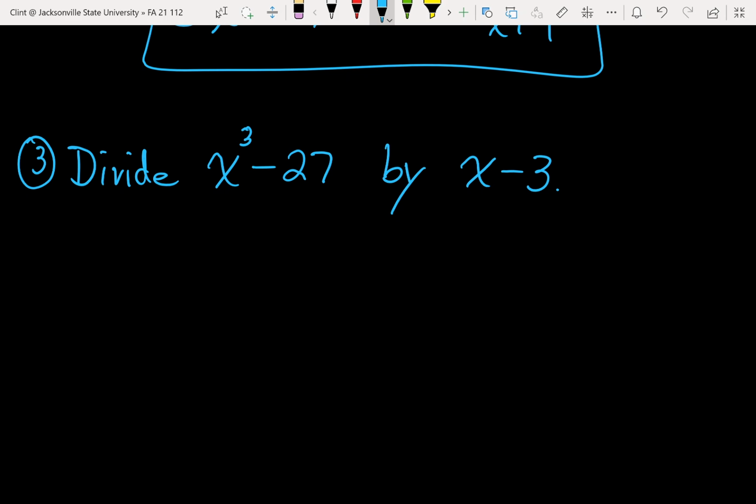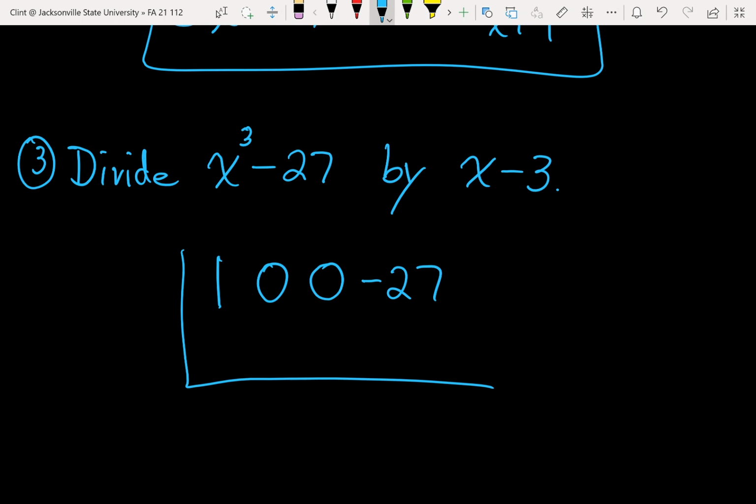So, here if we're writing down our coefficients from the one we're dividing, our dividend, then it starts with 1x cubed, but we don't have an x squared term, so that's 0. We don't have an x term, that'd be 0. And then our constant term would be last, negative 27. And then what number goes out front? Positive 3, because it was x minus 3, so we take the opposite, positive 3.